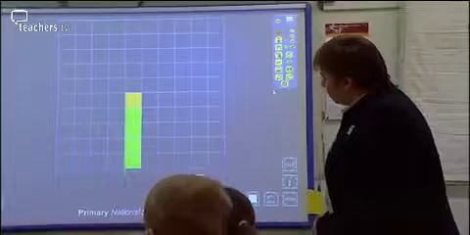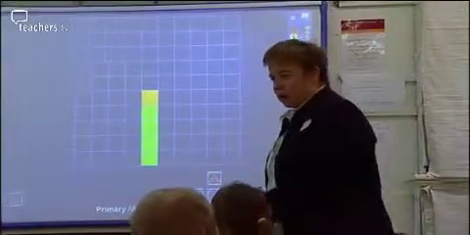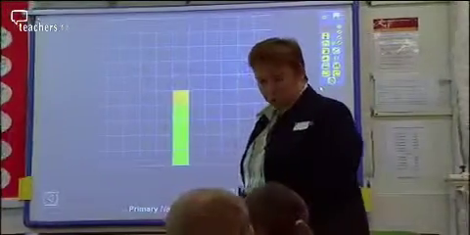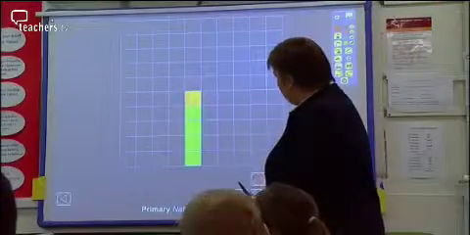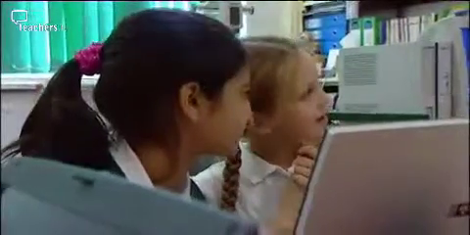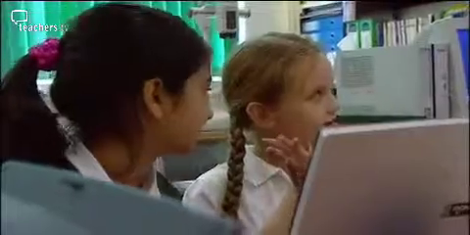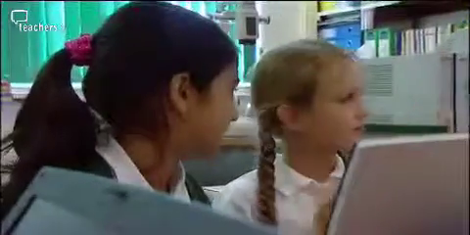I want you to think, right, how tall's a tower? How's it made up? I want you to have a little chat with your talk partner next to you and think, right, how can I describe that tower? Right, so we've got 4 green squares, 1 yellow square, they're all squares.